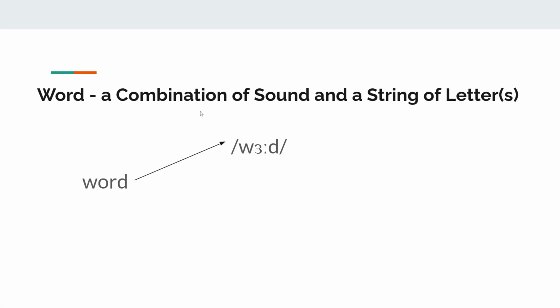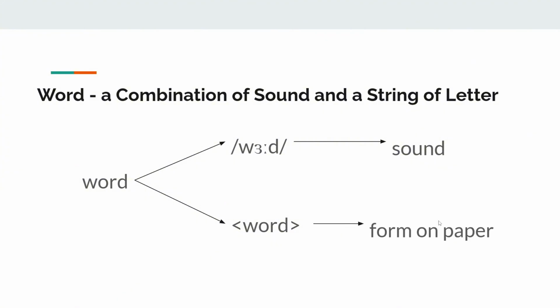Well, it's because when we learn a word, we learn more than a word. So a word is a combination of sound and a string of letters. Let's just take the word "word" as an example. So we have a sound part, which is the sound. And we also have a form on the paper, a string of 4 letters, which is the form on the paper.